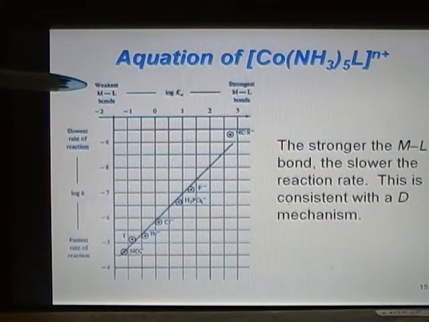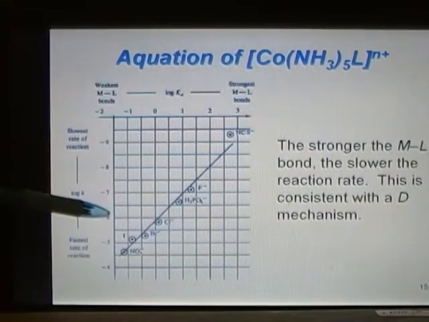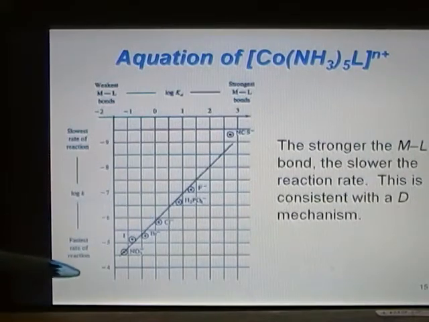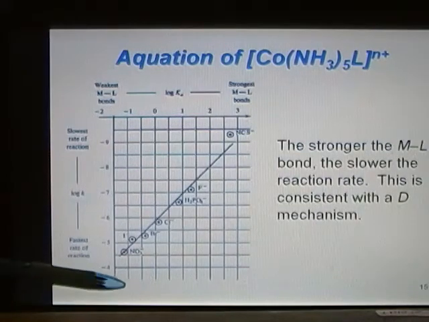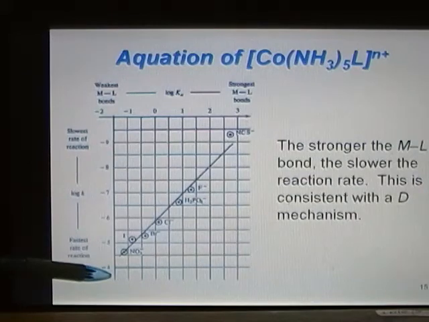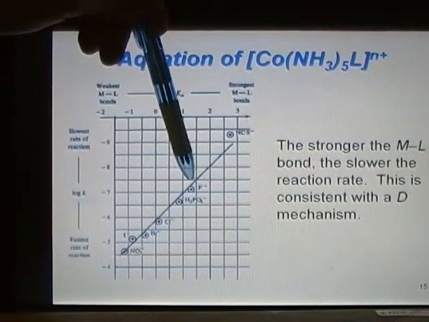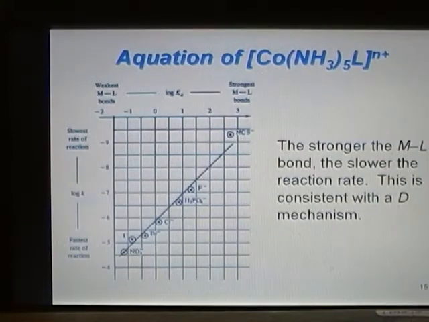If you have weak metal-ligand bonds, like the bond between cobalt and NO3-, you have a very fast rate of reaction. If you have many of the bigger halides, I-, Br-, and Cl-, those bonds are weak, so the reaction occurs faster. As you get stronger bonds, such as with F- or NCS-, the reaction goes slower because the bonds between the metal and the ligand that is leaving are stronger.